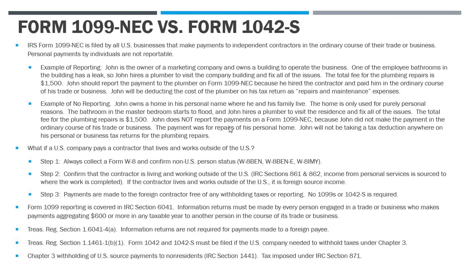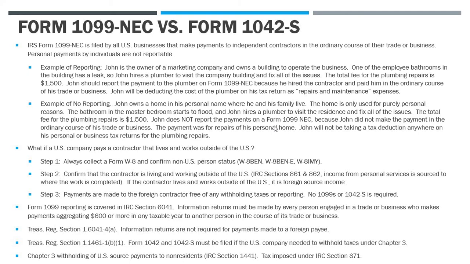In this case, John's not reporting the payments because he did not make the payment in the ordinary course of his trade or business. It was personal. It's a payment for his personal home. So John's not going to be taking a tax deduction anywhere, because you can't deduct personal improvements to your property. So there's no reporting there on his tax return. Now, obviously, the plumber has to pick up the income on his side, and he pays tax on it. But from John's perspective, no deduction, no 1099 reporting.